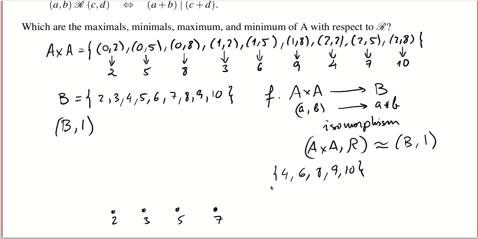And what is the next layer of minimals? Well, you have 4, you have 6, 8 is divisible by 4, 9 is not divisible by any of these two, and 10 is not divisible. So you have the next layer, which is 4.